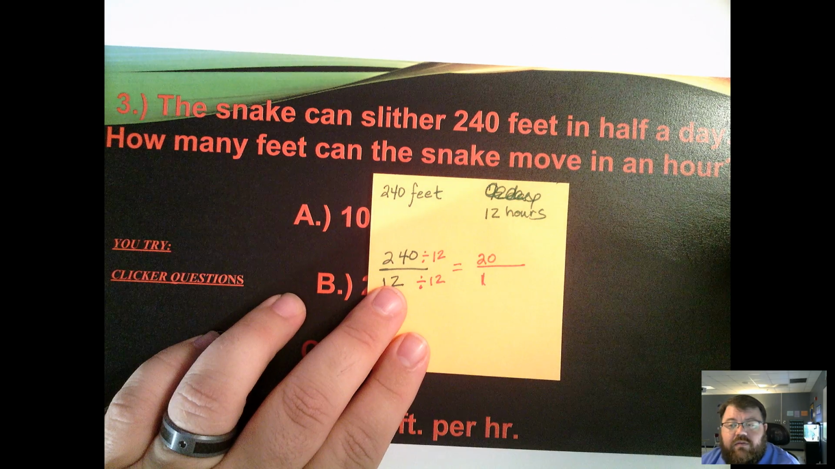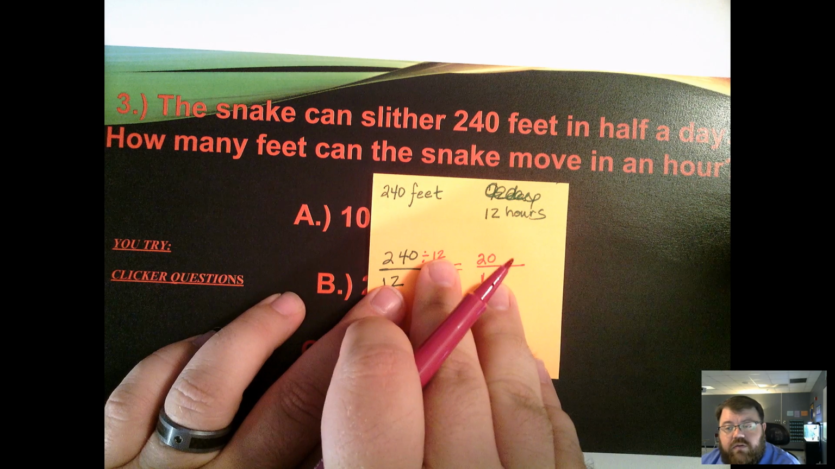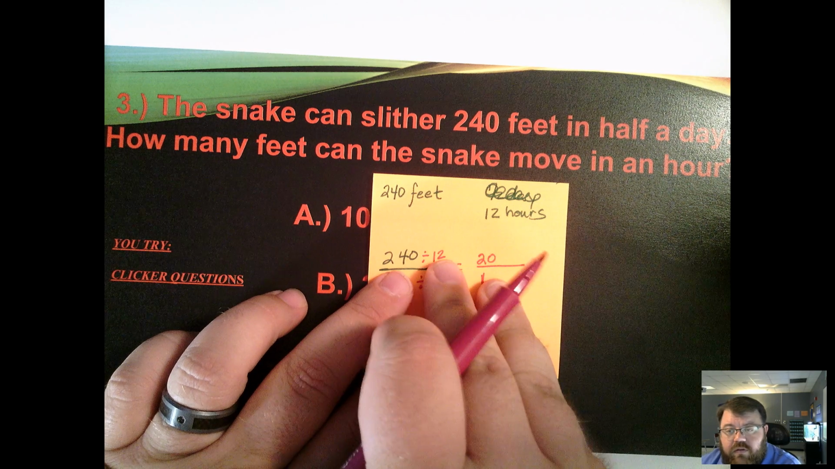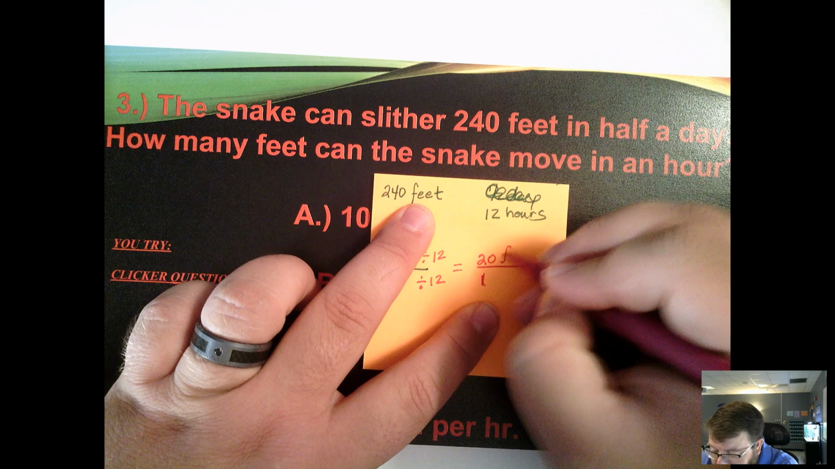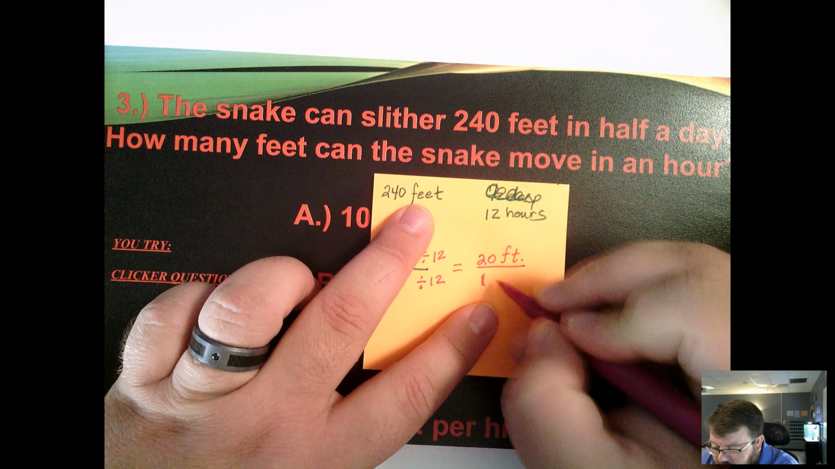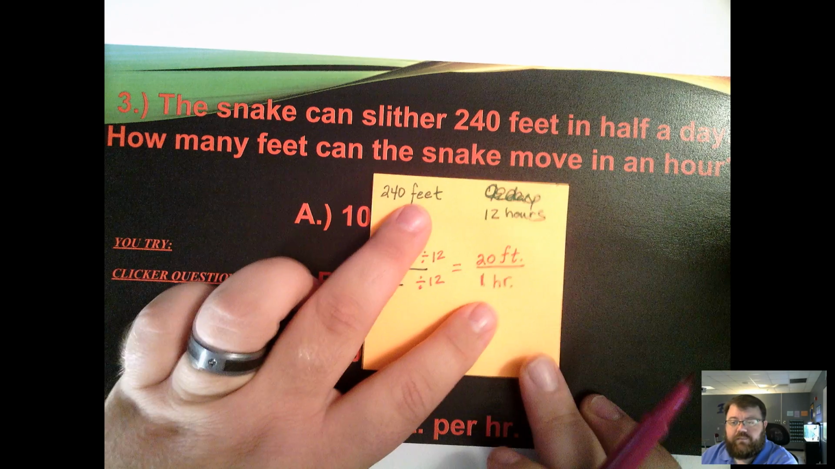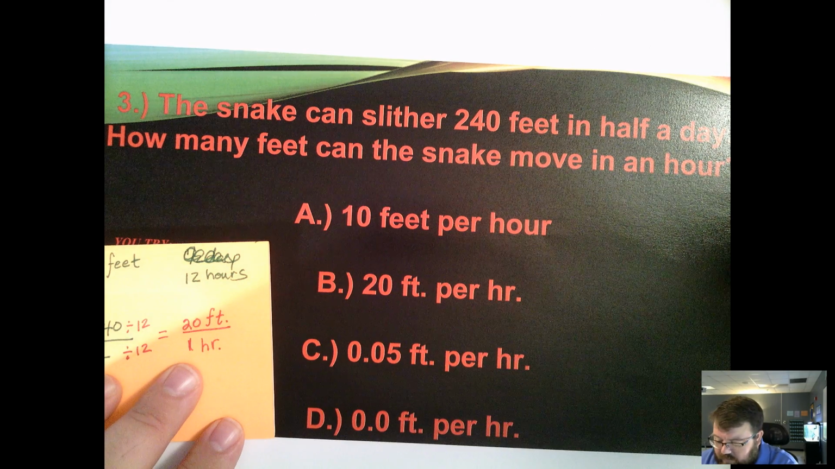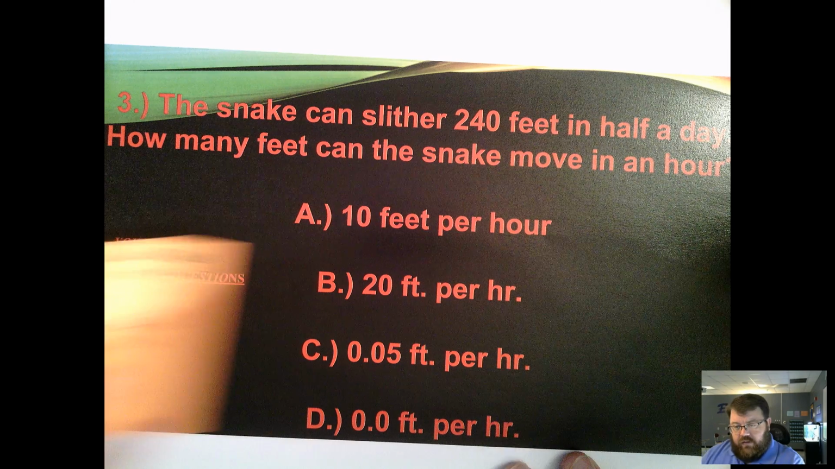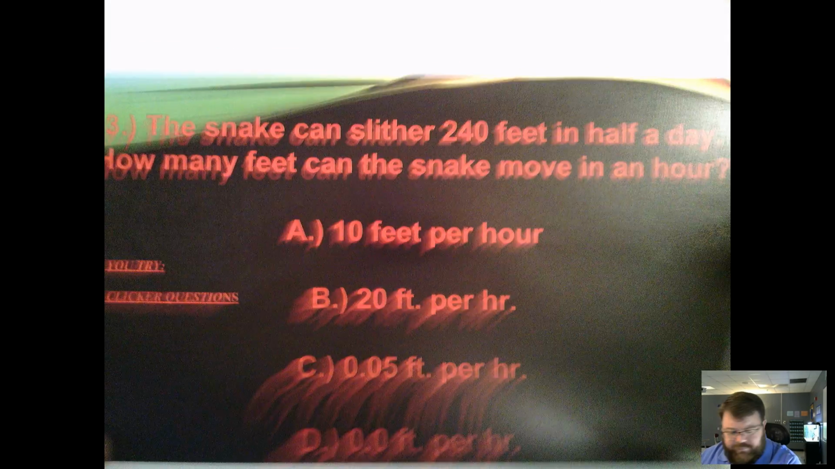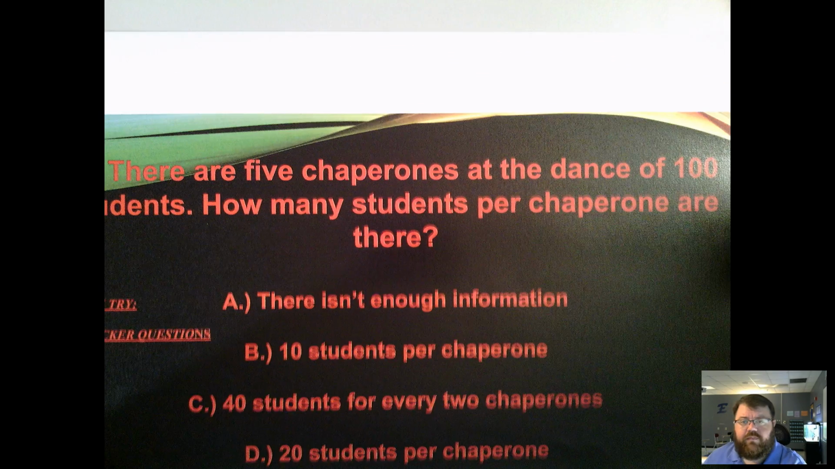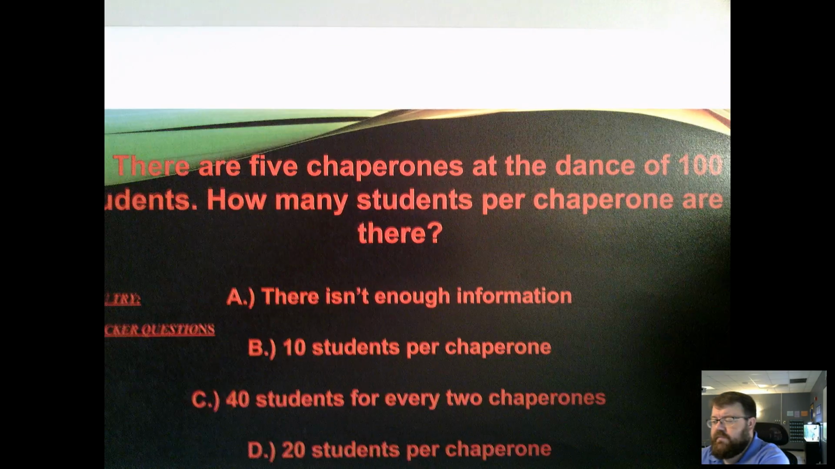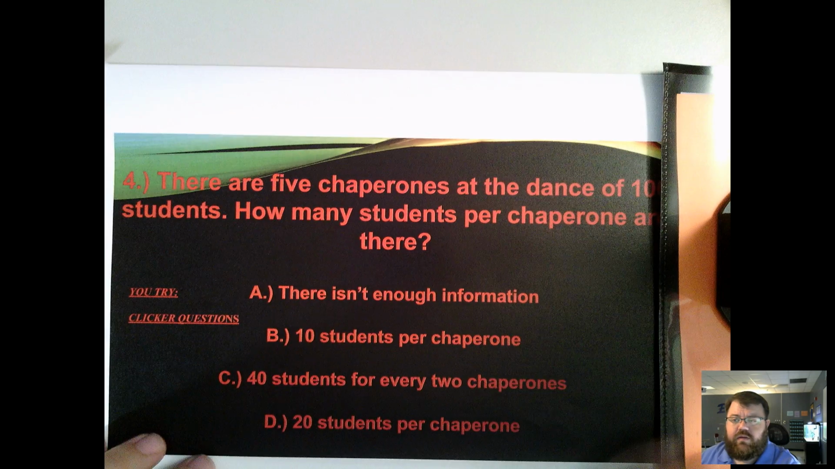Well, what does this mean? Okay, look at your units. 20 is on top with 240, so it's feet. So 20 feet in 1 hour. So your correct answer should have been B. Number 4. So you can see it.